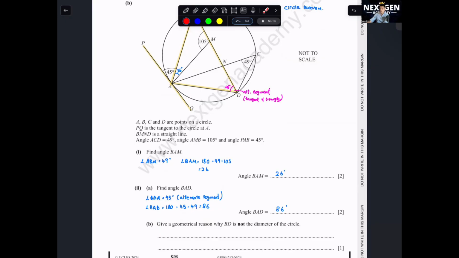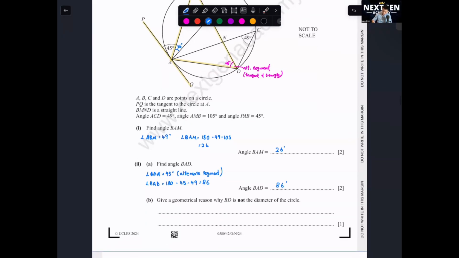Okay, so from here, what you need to do here is you all need to see lah. Okay, which one of the circle theorems proves that it is the diameter? What is this? Okay, you all remember the angle in a semicircle. Okay, angle in a semicircle. Okay, so what does angle in a semicircle state?